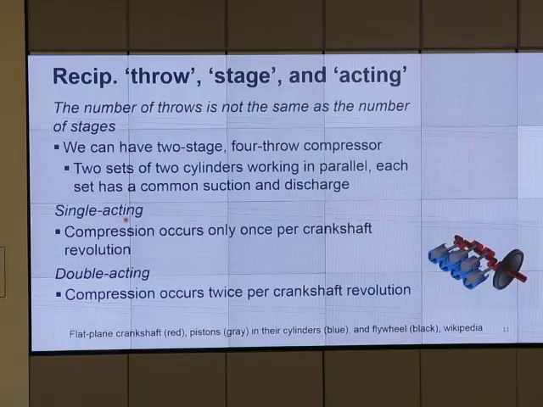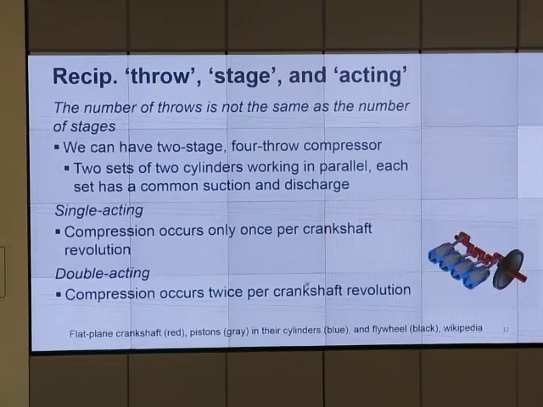Single acting means compression occurs only once per crankshaft revolution. Double acting means compression occurs twice per crankshaft revolution. I put here a flat plane crankshaft. This red thing is the crankshaft. The piston is the gray part moving here, and the cylinder is this blue. The flywheel is this black thing. When you want to get the brake horsepower, we get it from this flywheel.